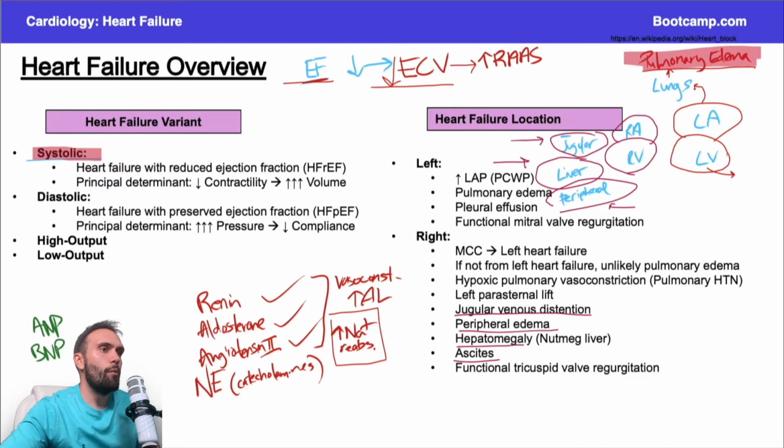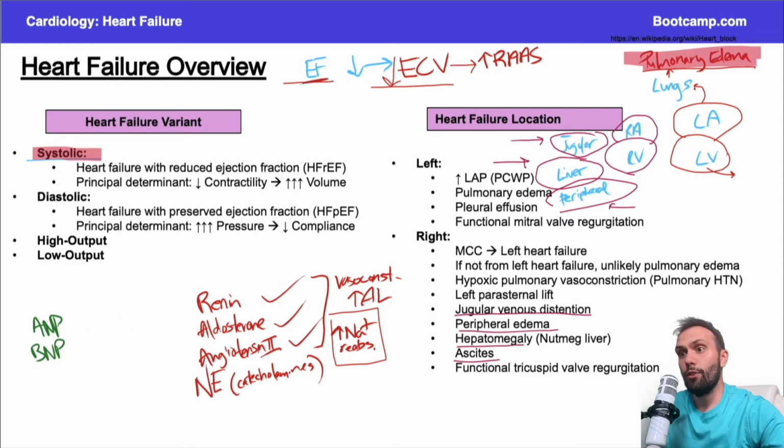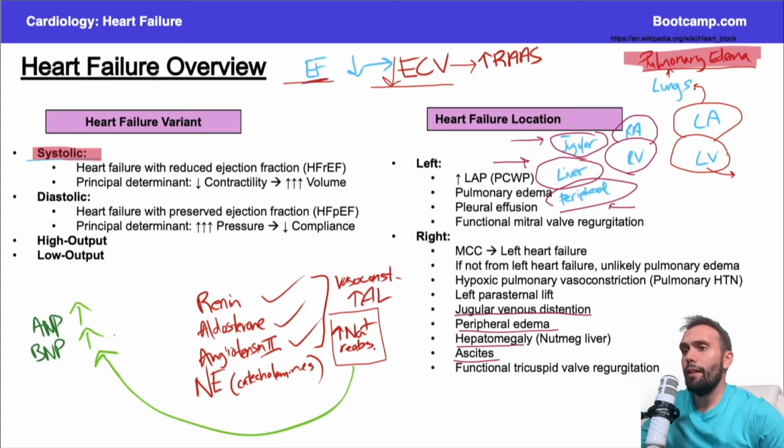As we retain more and more fluid, the ANP and the BNP are going to start to go up, right? Because these are markers of ventricular and atrial stretch. So as these go up, they cause the ANP and BNP levels to get elevated. This is why a lot of times in heart failure, we look at a BNP level on the patient to see how fluid overloaded they are. It has some prognostic significance, right? A very high BNP level might be consistent with a patient that has heart failure for these reasons we just mentioned.